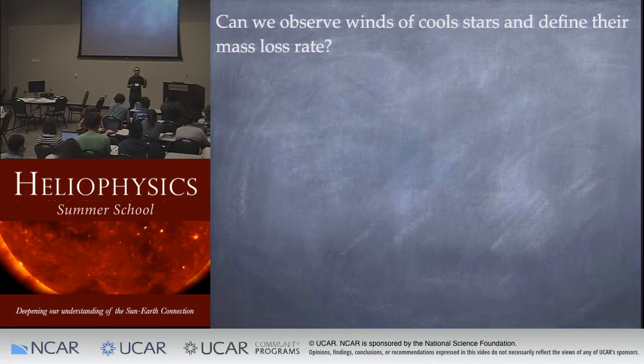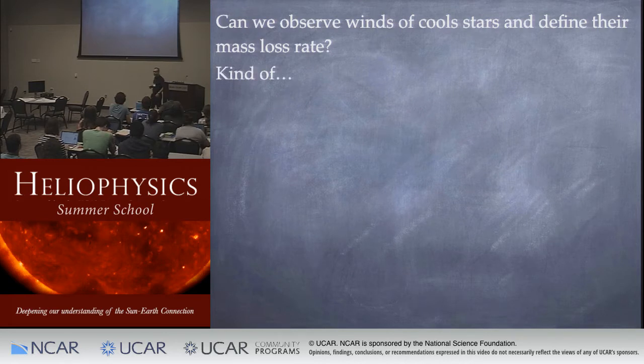When the winds are really powerful, like massive stars' winds, they're strong enough to generate signals that we can actually observe, especially when they collide with each other. They generate some shock features that we can observe. But in cool stars, we can't really see anything. So the reason I put "kind of" is that there is a recent method introduced by Brian Wood and Jeff Linsky to indirectly measure the mass loss rates and the winds of cool stars.